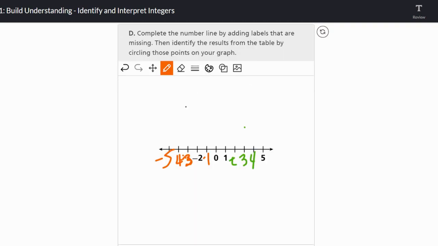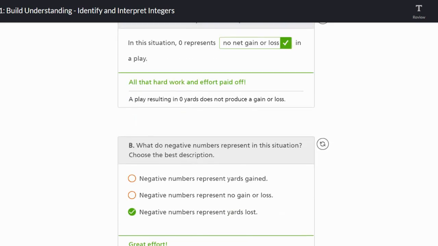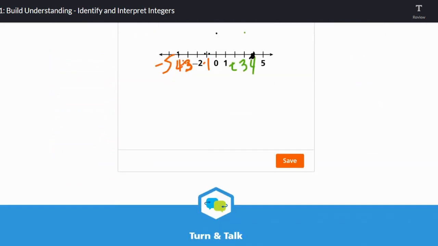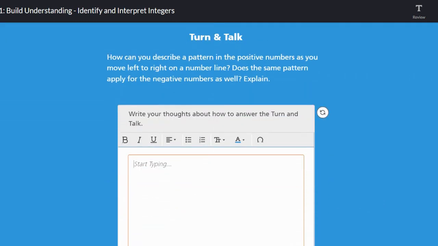I'm going to draw our results. We gained 4 yards. We lost 1 yard. Then we lost 4 yards. So it's negative 4. So the question here is, how can you describe a pattern in the positive numbers as you move left to right on a number line? Does the same pattern apply for negative numbers as well? Then you're going to explain.